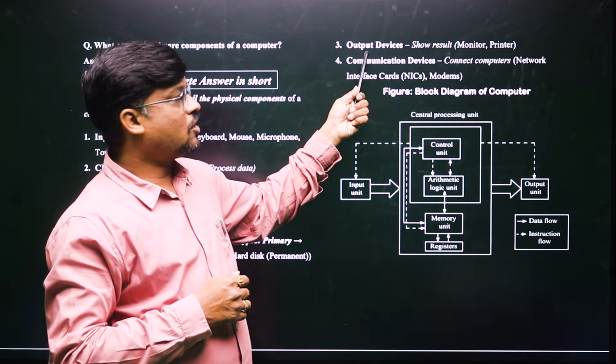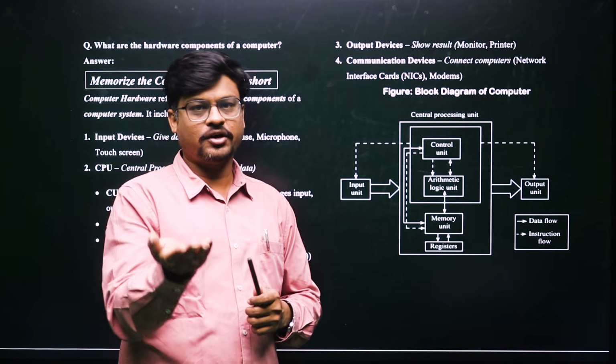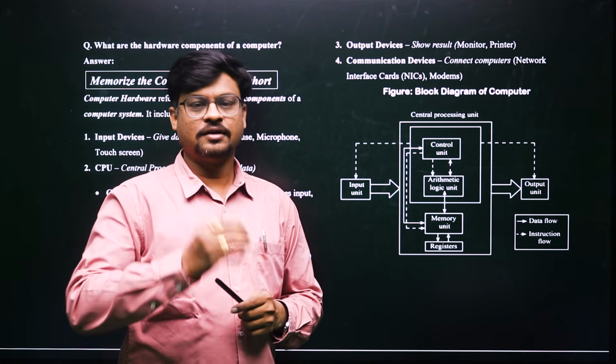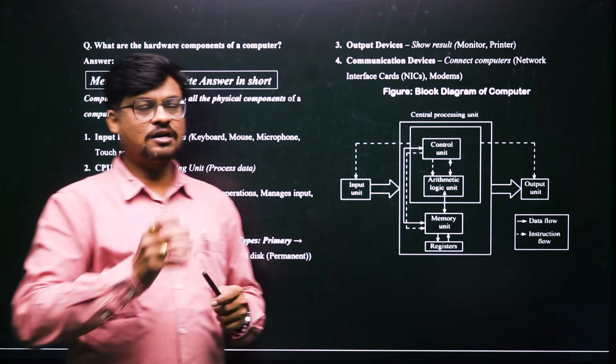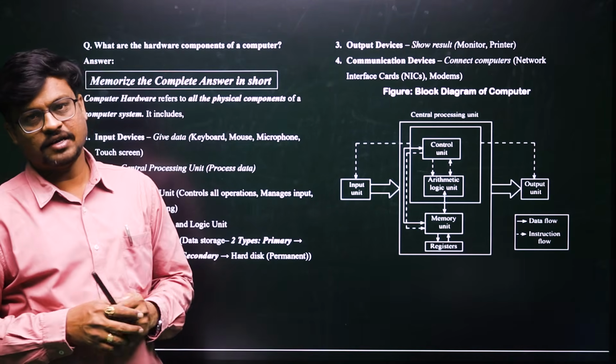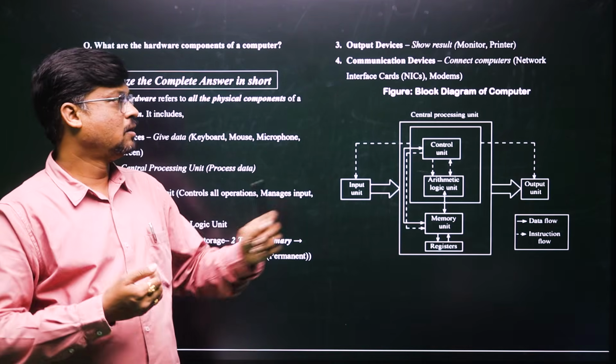And the third one is output devices, which are used to display your results, like monitor, printer, speakers. Done here. These are a set of examples for output devices, which deliver data back to the user from the machine.